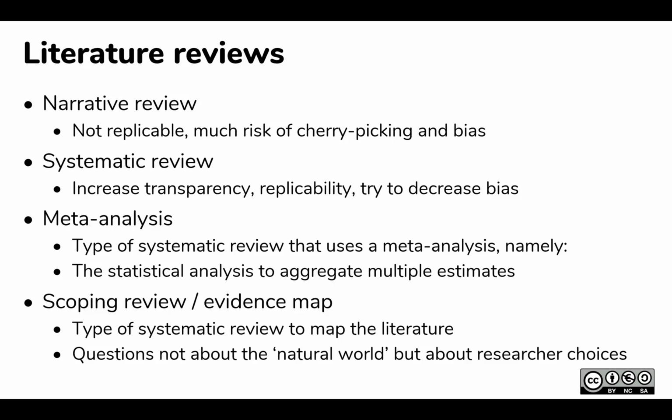A type of systematic review that's becoming more popular in recent days is the so-called scoping review or evidence map. This started out as a way to basically map the literature, so you don't actually look at the kinds of research questions that researchers studied. Instead, you just look at the kind of designs they used, or the kind of measurement instruments they use, or other kinds of decisions they take.